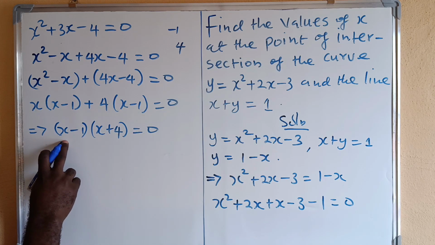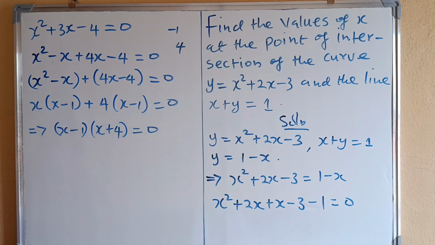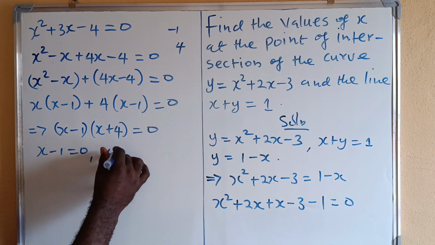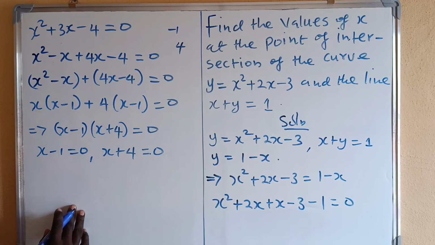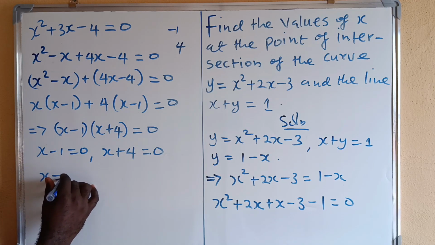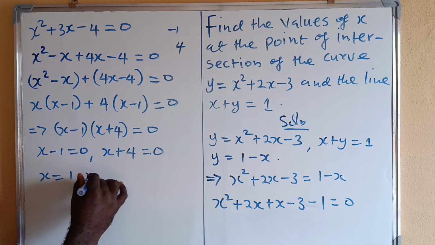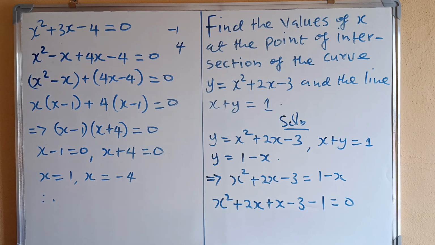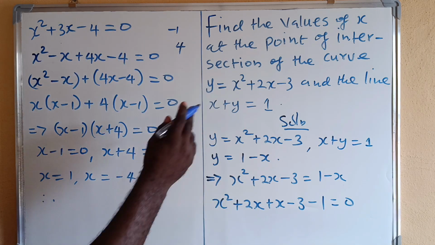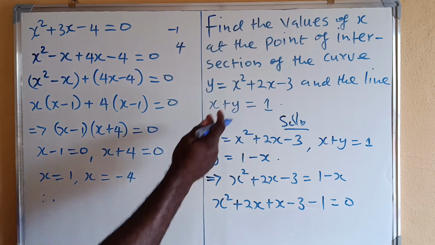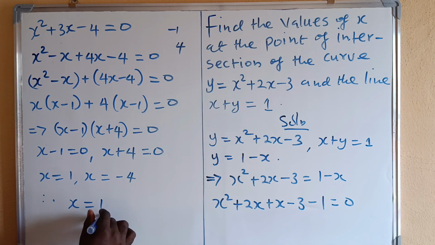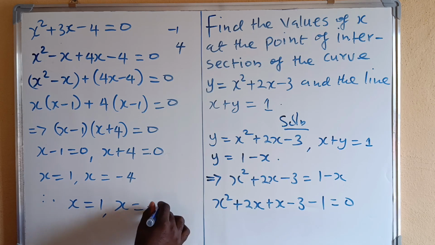So I can either make x minus 1 equals 0 or x plus 4 equals 0. So x minus 1 equals 0, x plus 4 equals 0. So at this point, my x will be, this crosses to become 1, this crosses to become minus 4. So the two values of x that will satisfy this quadratic equation, and the point where the curve and this red line meet, is at x equals 1 and x equals minus 4.